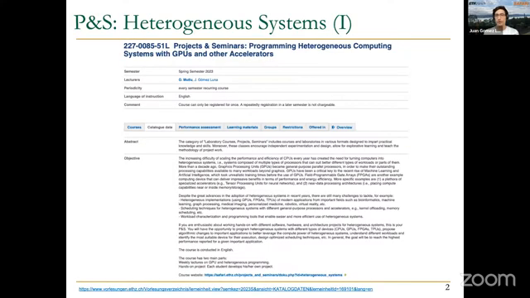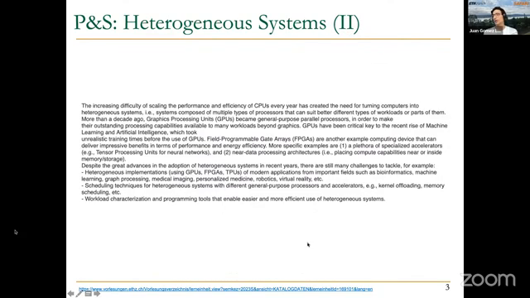So before we go into details about the course, I think it's good to take a look at the contents of the course catalog with respect to this course, because there is where the objective of this course is clearly defined, I would say. This is the description of the objectives of this course. Motivated by the difficulty of scaling performance and efficiency of CPUs. And this is something that affects many modern important workloads, such as machine learning and artificial intelligence, but also other domains such as bioinformatics, graph processing, medical imaging, personalized medicine, etc.